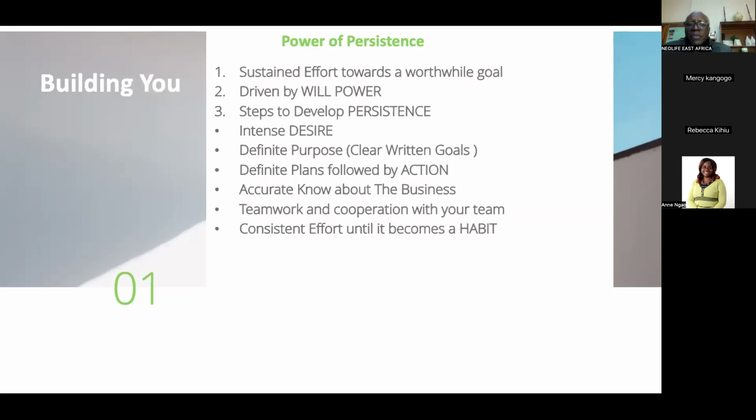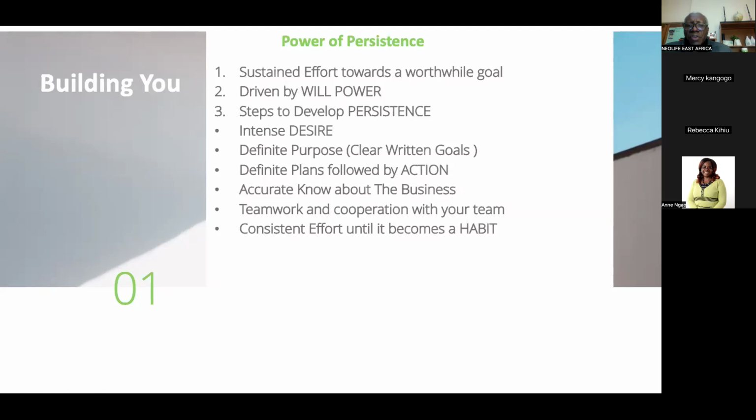Once you've written down those goals, the next thing is you need to have definite plans followed by action. There's no point of having plans and action is not followed. So have definite plans and take action towards those goals. Will it succeed the first time? No. Action simply means you need to do what needs to be done to get your goal. Talking to people every day, going through the sponsoring process we've just been discussing.